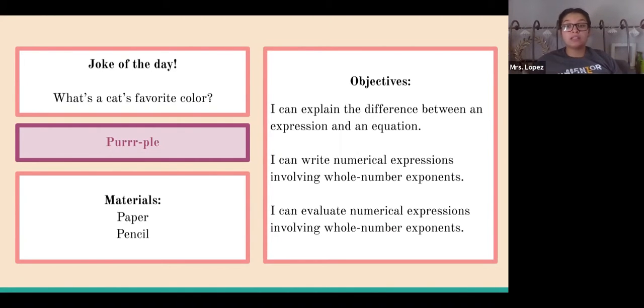I'm going to repeat the objectives, and I want you to repeat them after me. I can explain the difference between an expression and an equation. I can write numerical expressions involving whole number exponents. And I can evaluate numerical expressions involving whole number exponents.